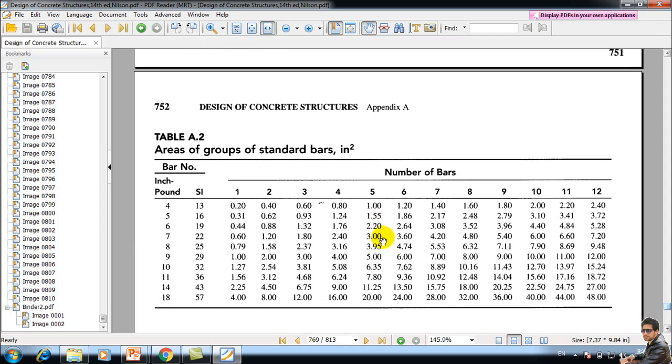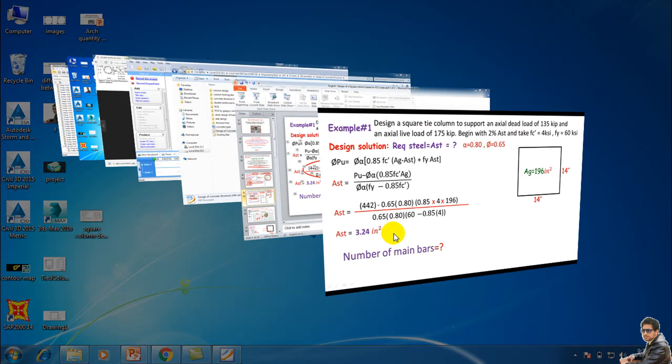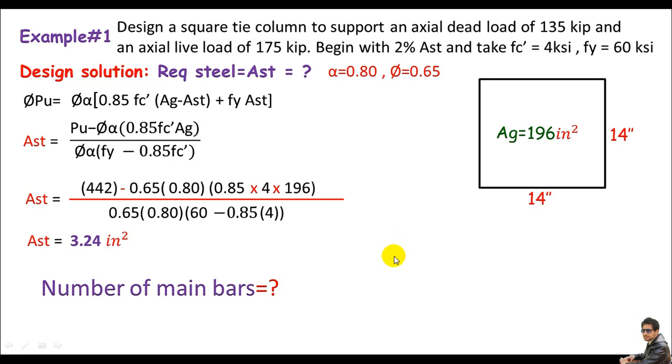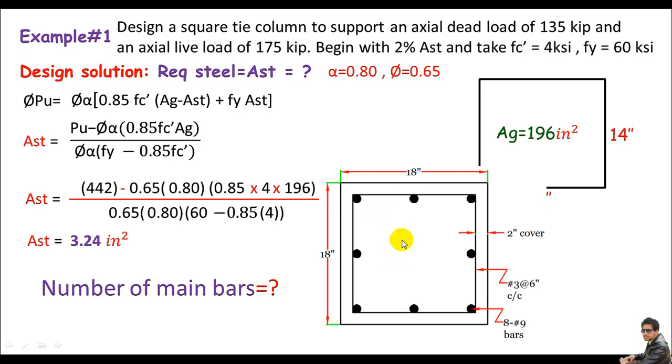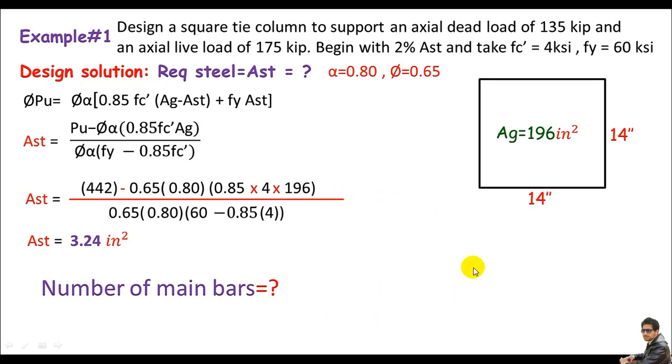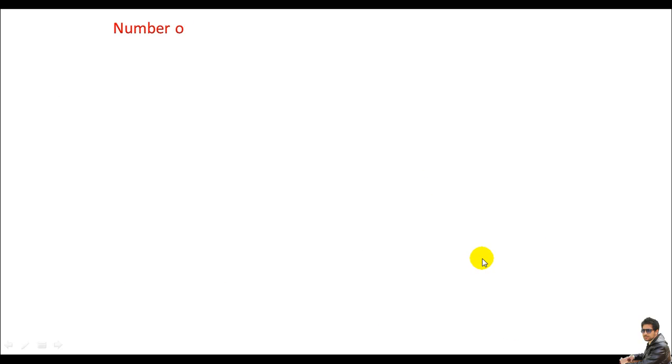Yes, this one, the area of a group of standard bars, because this is a square tie column, so I can use this table for the number of bars. Let me take a screenshot of this table so we can work in our area. Just look at this section. The number of bars means these dots, and in this section it is of course 8.